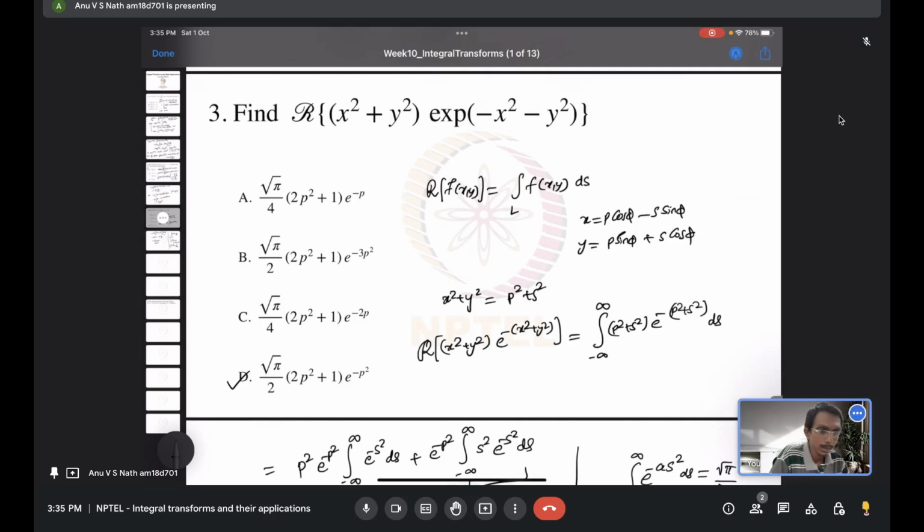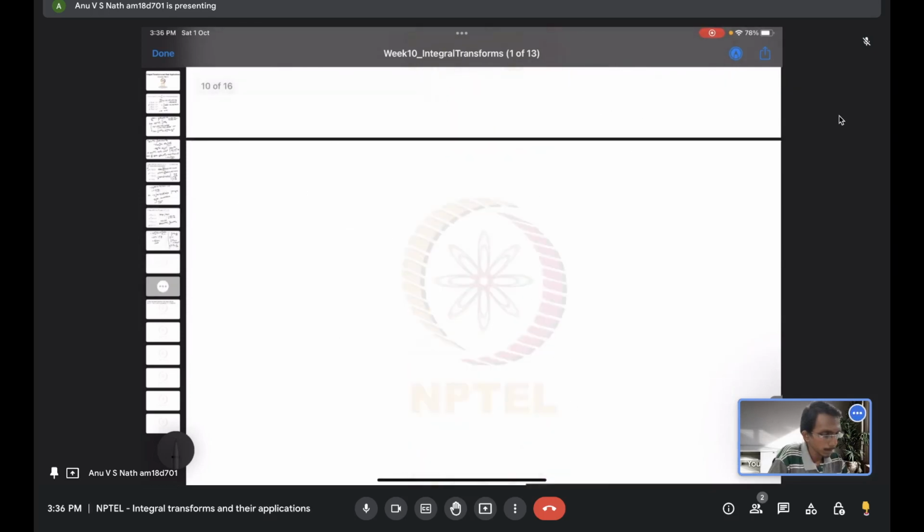So is this clear? Basically we are using the definition and just revising some of the old integrals that we know, like the Gaussian integral and one more integral which is derived from the Gaussian integral, or can easily be evaluated from the Gaussian integral. I hope that is clear. So we'll move to the next problem.